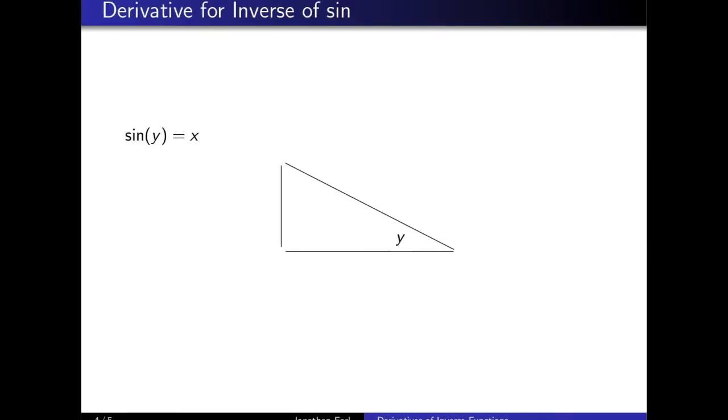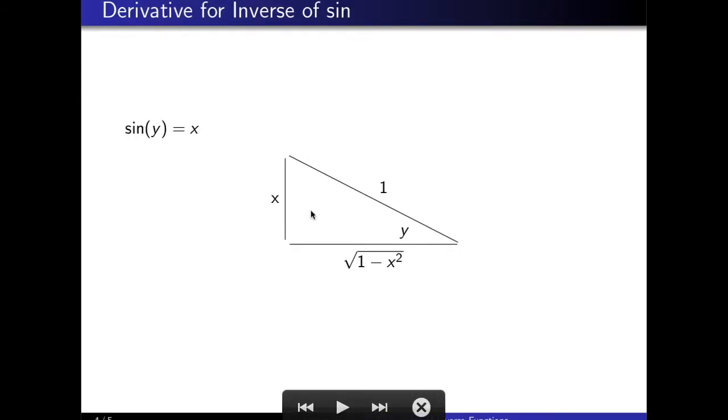So let's start off by saying that sine of y is equal to x, and to do this we'll look at some triangles. I have this triangle here, and this angle is going to be y, and we're saying that the sine of y is x. That allows us to fill in the side lengths of the triangle. Our opposite side is x, our hypotenuse is 1, and then the adjacent side has to be the square root of 1 minus x squared.